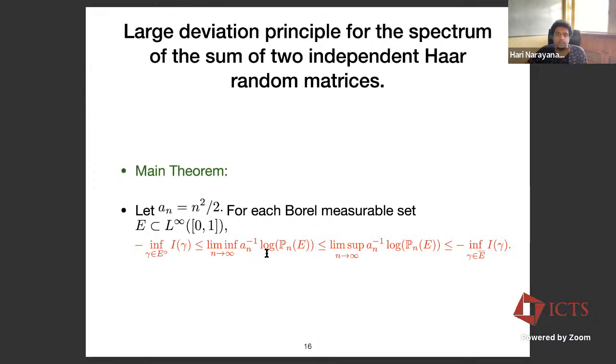So log of P_n of E is going to be a negative number, but it will tend to minus infinity rather fast. So when you rescale it by a_n inverse, you're going to basically multiply it by 2 over n squared. And after you do that, you actually get something that's bounded by numbers independent of n. That's the point here.